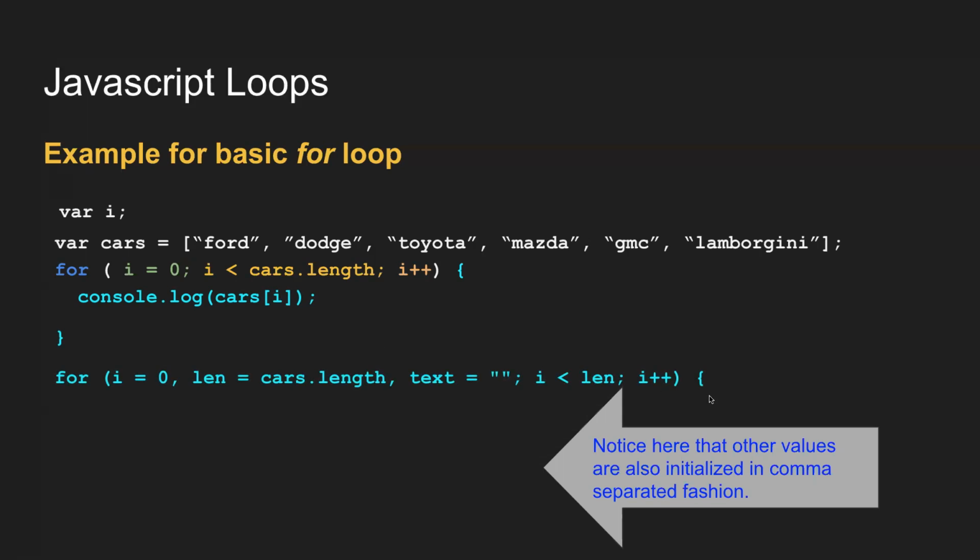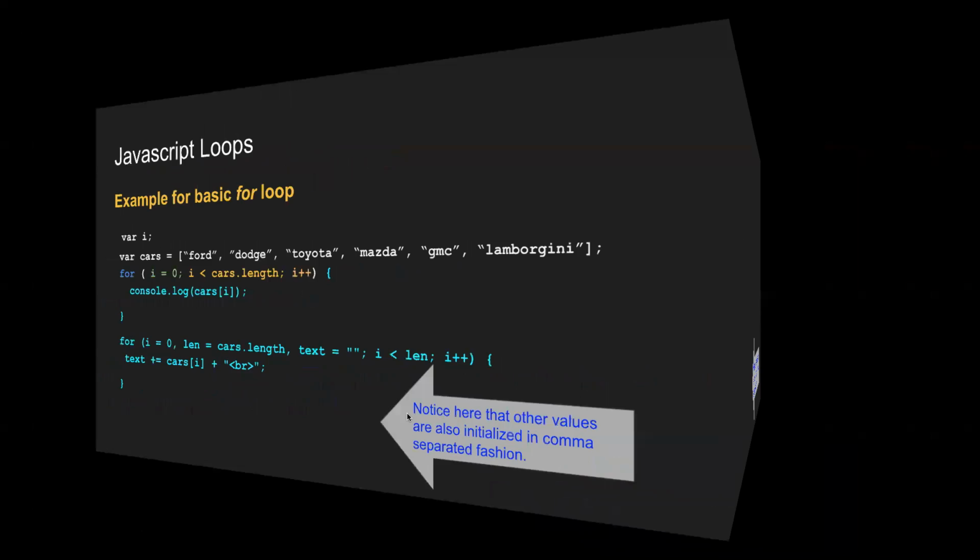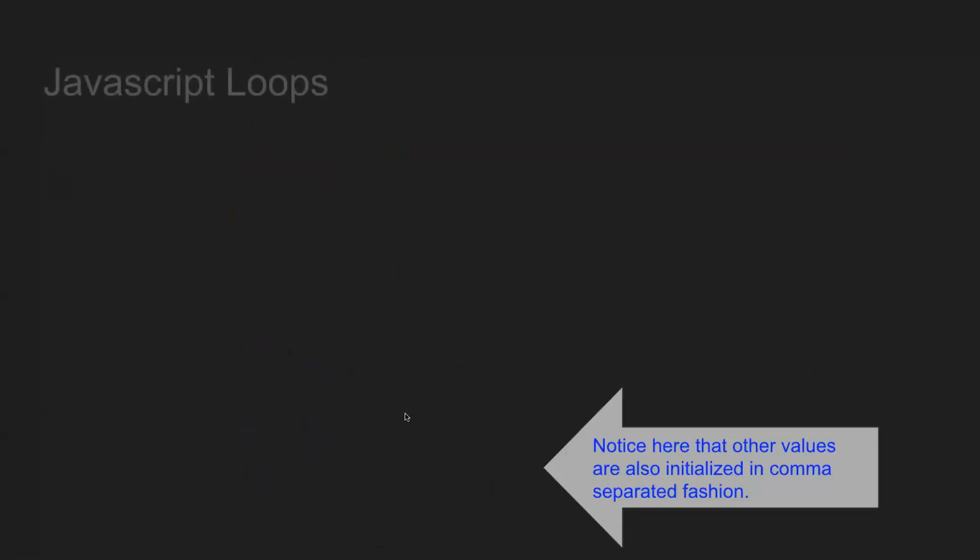There are also other things you can do here. For example, statement 1 goes all the way up through the first semicolon, which means that you can initialize a lot of different variables inside of here. That's legal. It's very possible. So we can say text plus equals cars[i] and a break line, right? That's the basic for loop.